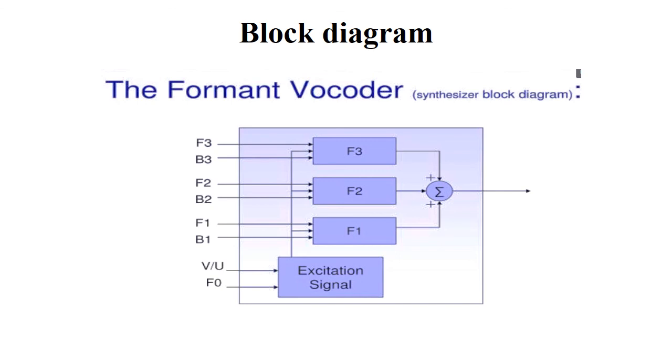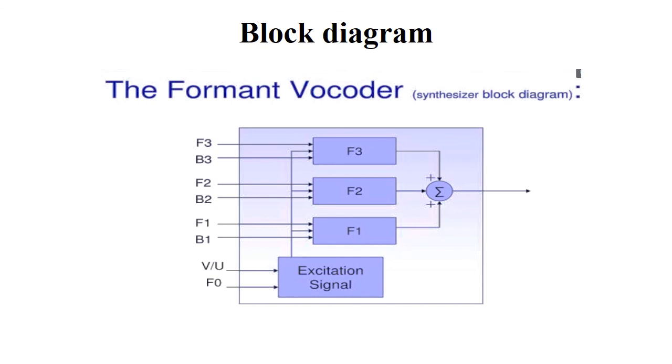Here we are getting the output of the analyzer diagram. It will be taken as an input here, in the synthesizer diagram. Frequency and bandwidth will be taken as input. They will be passed into the formant vocoders, and all the formant vocoders are summed together and will give only one signal output, that is the audio speech signal output.